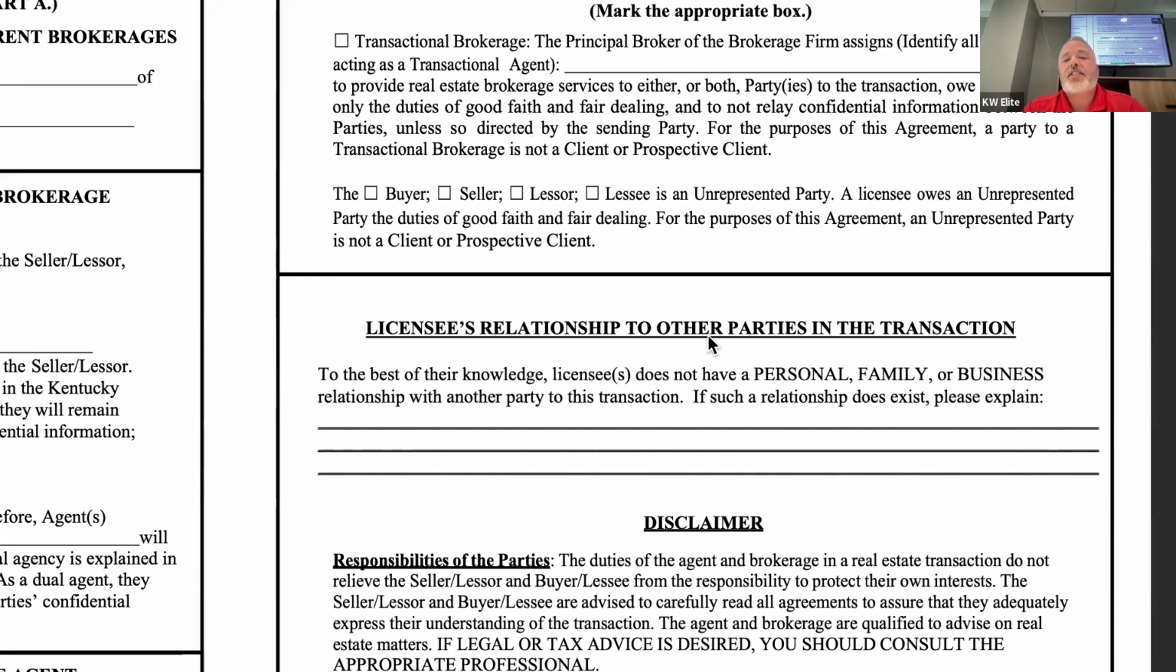But the other thing, separate from that, regardless of what you check in there, is licensee's relationship to other parties in the transaction. If you have a personal, family, or business relationship, you have to write it in these lines. So if you're working with a cousin, you write down that the buyer's agent is cousins with the buyer.